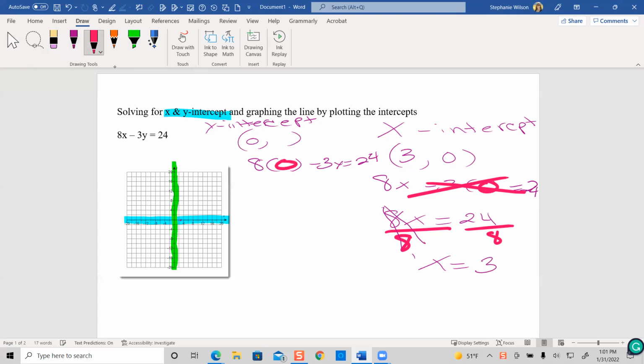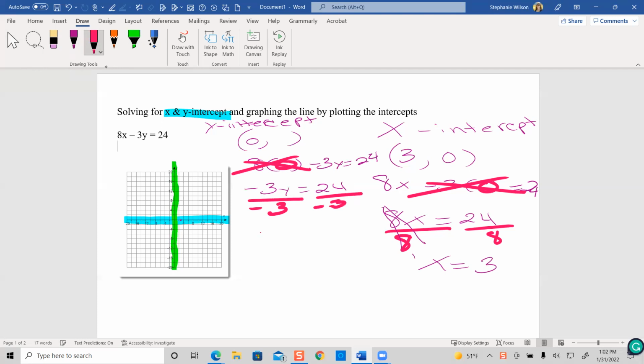Well, what happens? 8 times 0 is 0. That leaves me with -3y is equal to 24. I need a +1 coefficient on y in order to tell you what y is. And I notice it's a -3, so I'm going to divide by -3. Negative divided by negative is positive. 3 divided by 3 is 1.